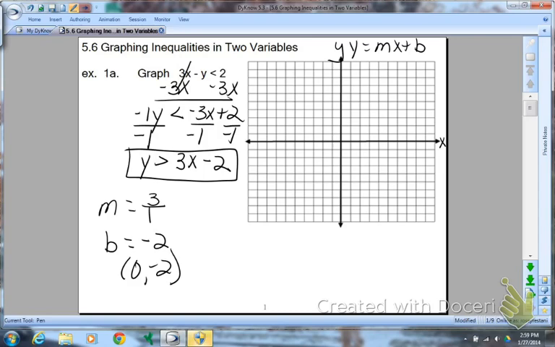Plot (0, -2). Now we're going to go up 3 over 1, up 3 again, over 1, up 3 again, over 1. Or, to get some points on the other side, we would go down and backwards.